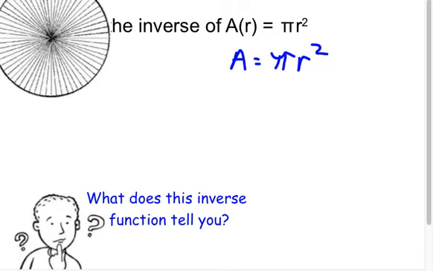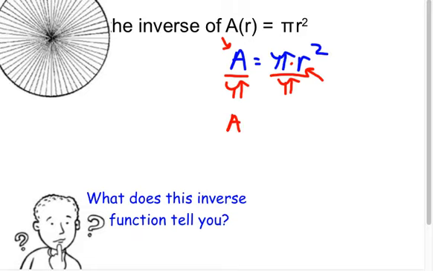Now, they say find the inverse of this function. Well, if you want to find the inverse, you want to solve for a different variable. Right now it's solved for A. Pi is not a variable, but r is a variable, so I'm going to solve it for r. First thing I would do is get rid of the pi, so I divide both sides by pi. You're multiplying here, pi times r squared, so to get rid of it, you would divide.